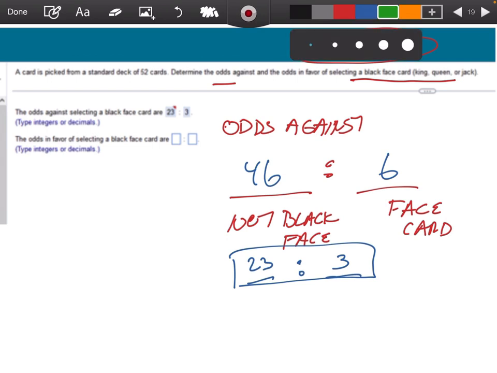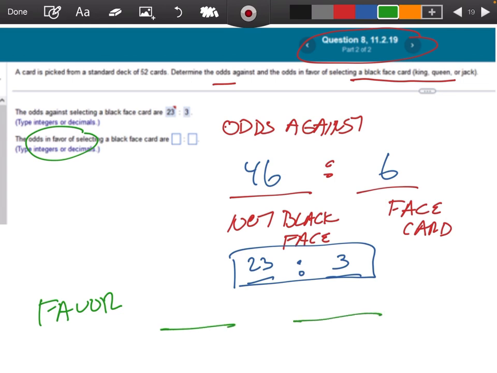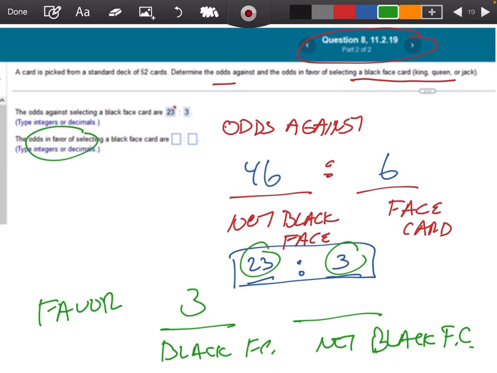Okay. Now, for the second part, y'all, the odds in favor. The odds in favor are just going to be reversed. We're going to put the number of black face cards here and the ones that are not black face cards, right? So y'all, again, same thing. Look, I'm just going to switch those numbers around, and I'm going to put 3 here and 23 over there, okay?